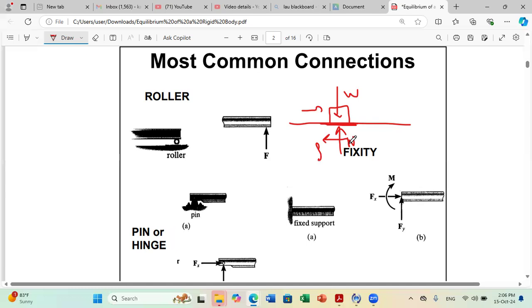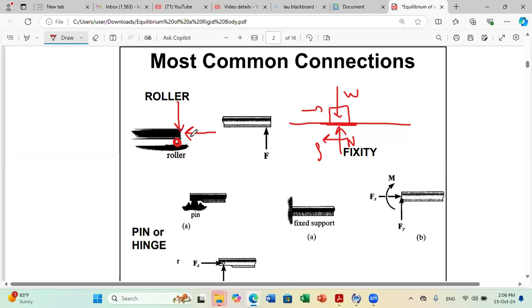Okay? We have several types of reactions. If we talk first about, let's say, the roller. What do we mean by a roller? It's like a wheel, if you want. This is why we present it by a circle. If you apply a horizontal force on your structure, you can move it, okay? But if you apply a force in the vertical direction, you cannot move your system.